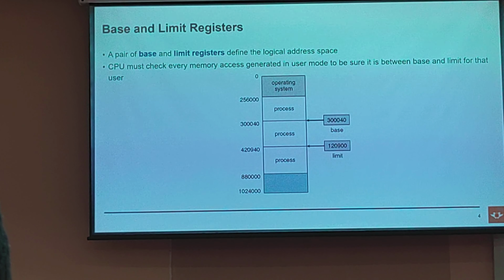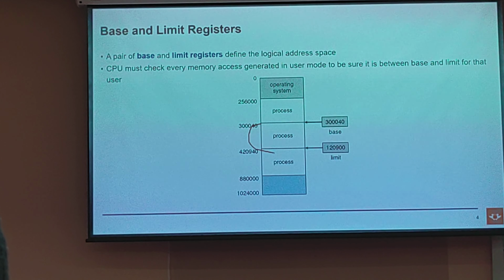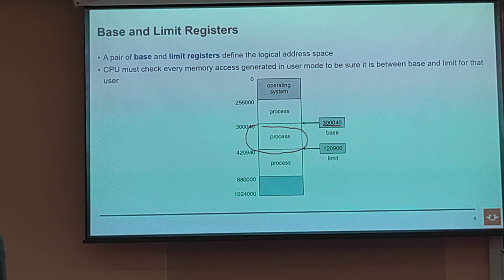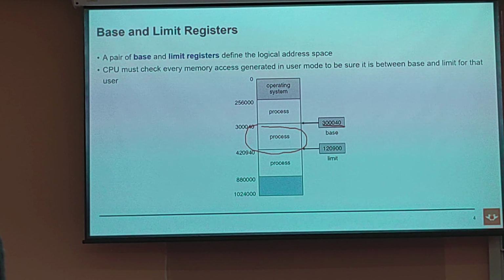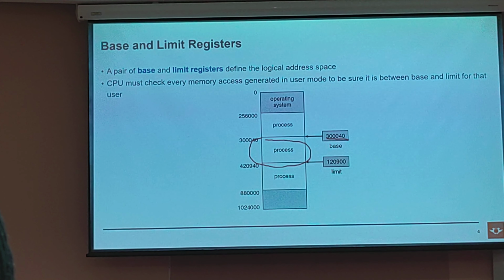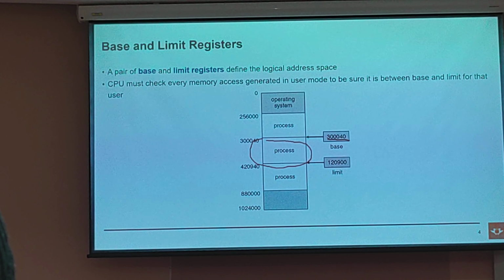Let's take the process highlighted there as an example. It has a base address of, I'm just going to say, 300,040. That is the base address. Then the first instruction that we're going to execute is at address 0. So it takes 300,040 plus the actual address of the instruction, and then it knows where to go find that actual instruction.